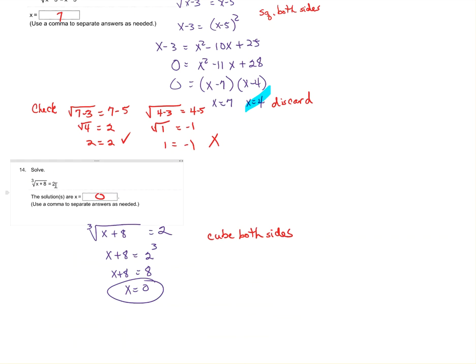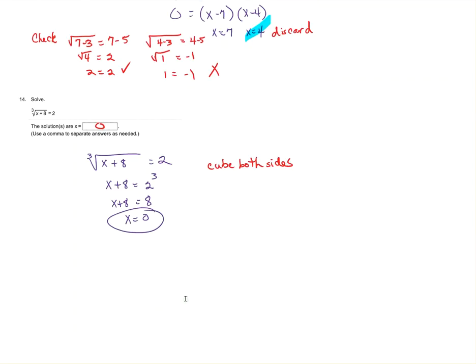Cube root of x plus 8 equals 2. So now instead of squaring both sides, we're going to cube both sides because we have to get rid of this cube root. We get rid of the radical there, so we have x plus 8 equals 2 cubed. 2 cubed is 8. Subtract 8, and you come up with x equals 0.